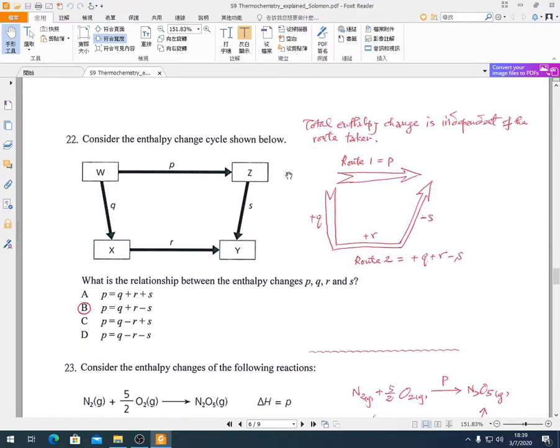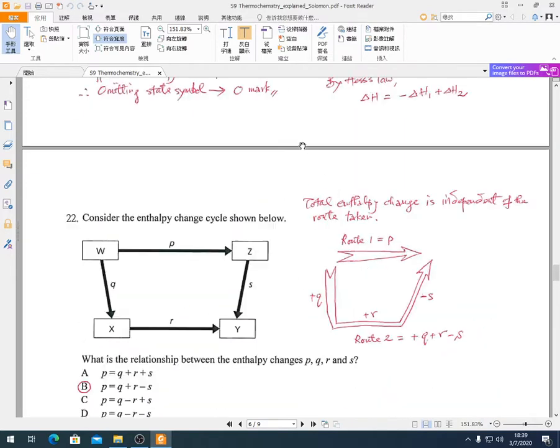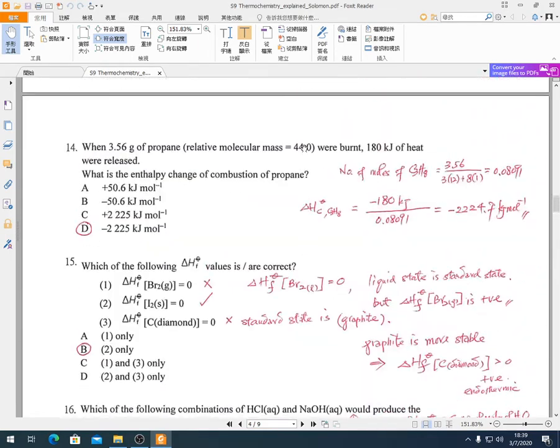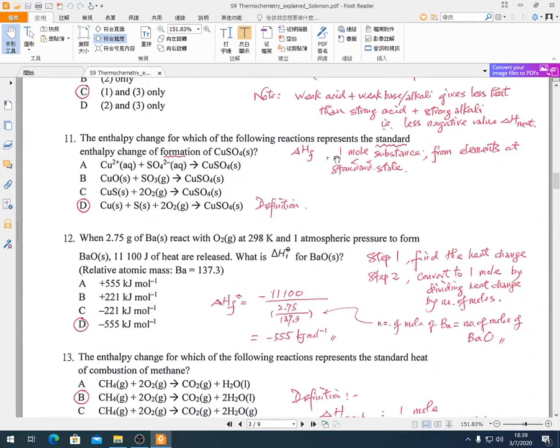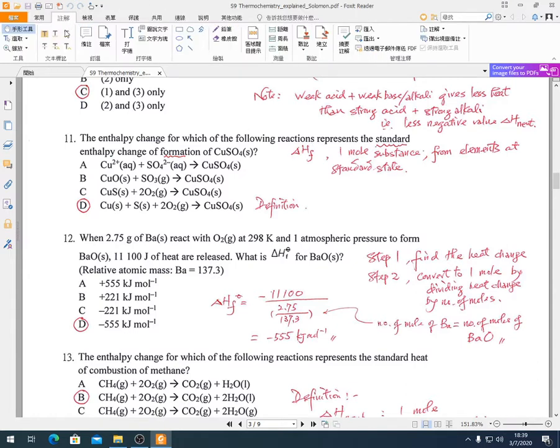Okay, and now we have to look at new things. Maybe number 11 here. Number 11, the enthalpy change of the following represents standard heat of formation. So heat of formation is the same as enthalpy change of formation. And enthalpy change of formation, we have a definition. You have to memorize these 3 or 4 definitions. It always refers to 1 mole of substance formed from elements, and the elements should be in their standard state.